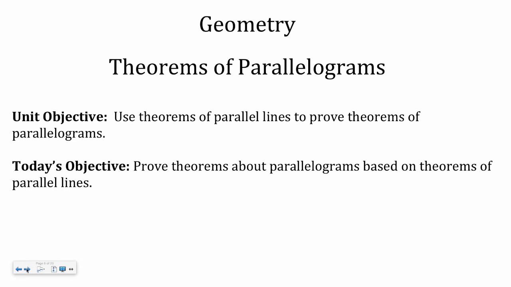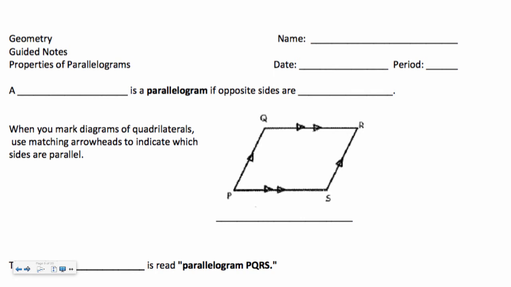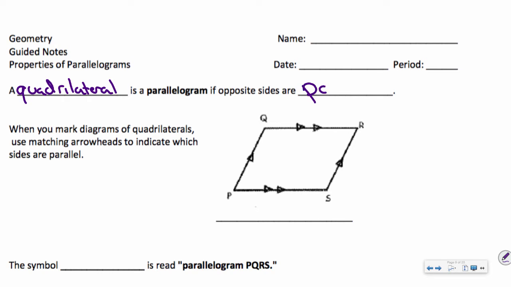So the first thing you need to know, what is a parallelogram? A parallelogram, number one, is a quadrilateral. Okay? Quadrilateral just means it has four sides and the opposite sides are parallel. That's what these arrows mean. The arrows in the middle of the lines mean parallel. So the left and right sides are parallel and the top and bottom sides are parallel.